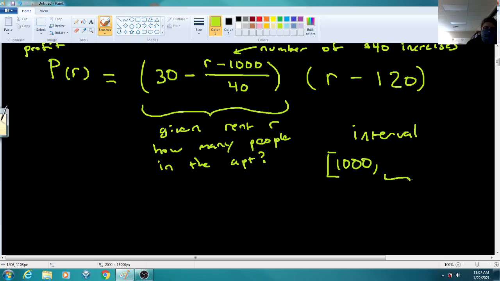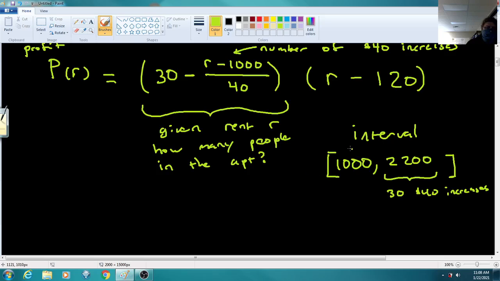On the upper end, we need to say everybody moves out. So we need 30 $40 increases. That'll be the upper end of our interval. So let's see here, 30 times 40. We need to be $1,200 above the $1,000 starting point. So that would be $2,200. That would be from the $1,000 rent with 30 $40 increases. And at that point, everybody should be moved out of the apartment, so we shouldn't be earning anything.